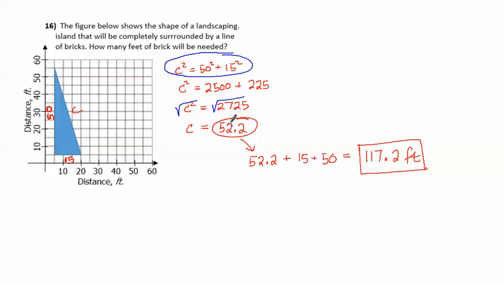Once you solve for that, you get that C is 52.2. That's not the end of your problem. You still need to add all sides together to calculate how many feet of brick will be needed to surround the entire area. So you add them together and your final answer should have been 117.2. So when you're working on these problems, always when you solve for C, go back and check your instructions to see if that was the end or if there was something else you needed to do.